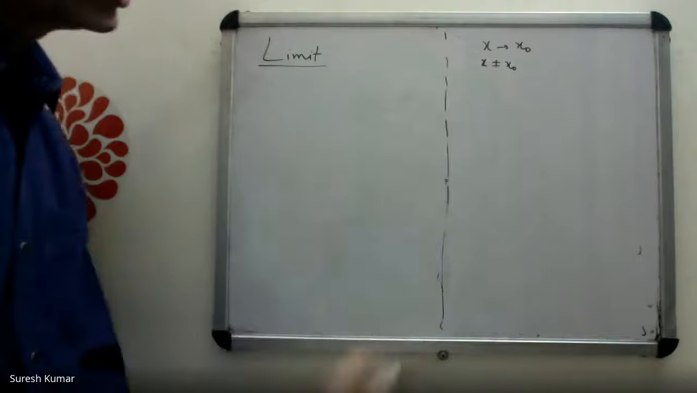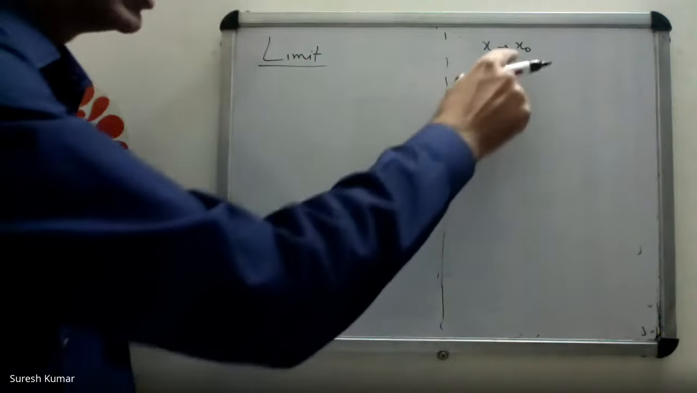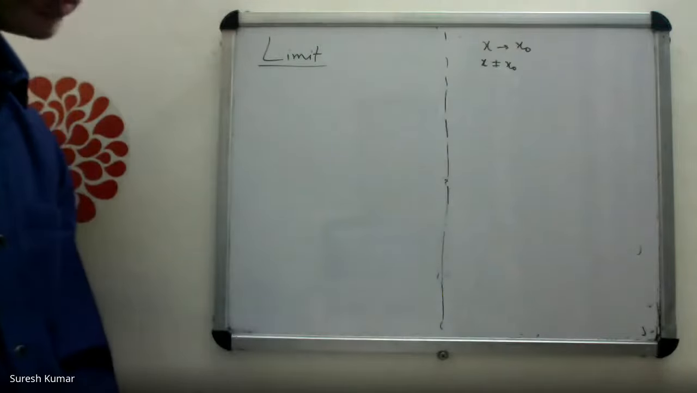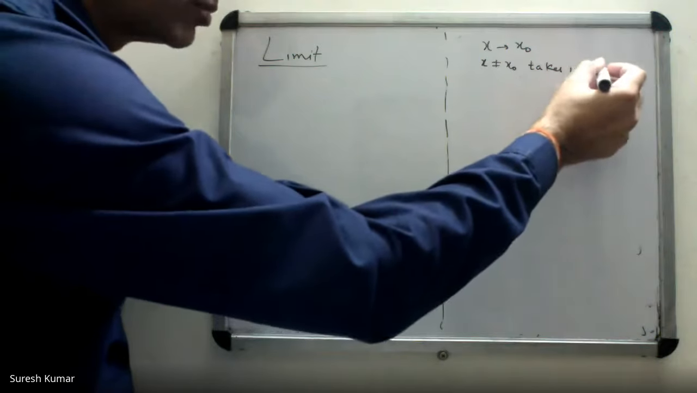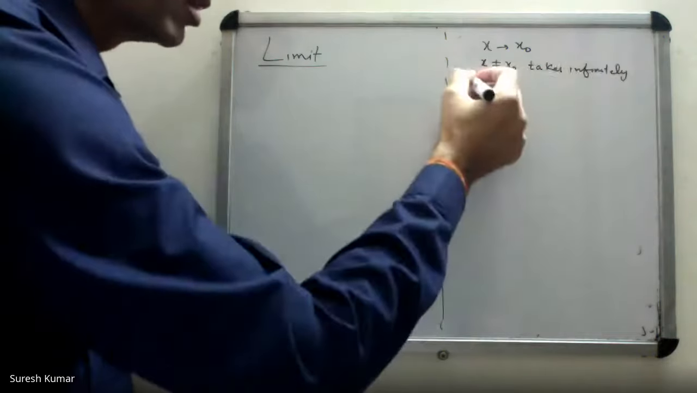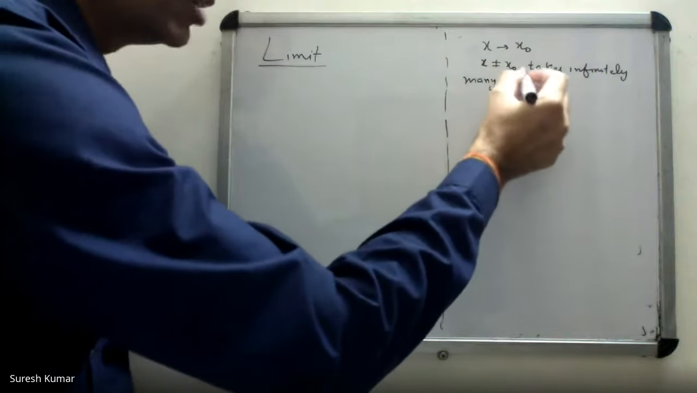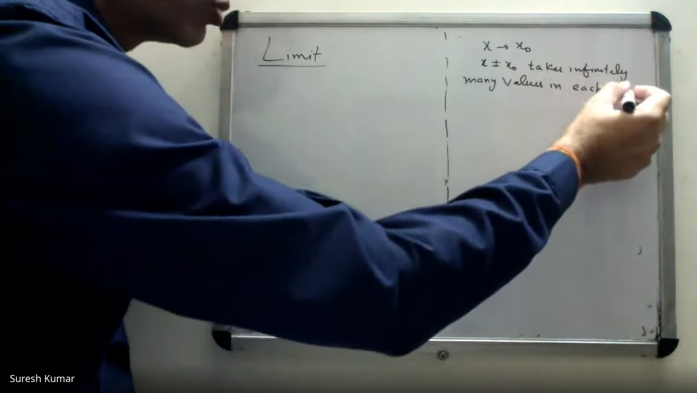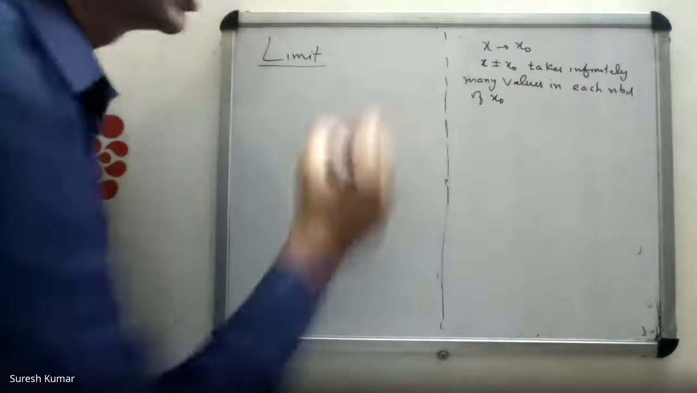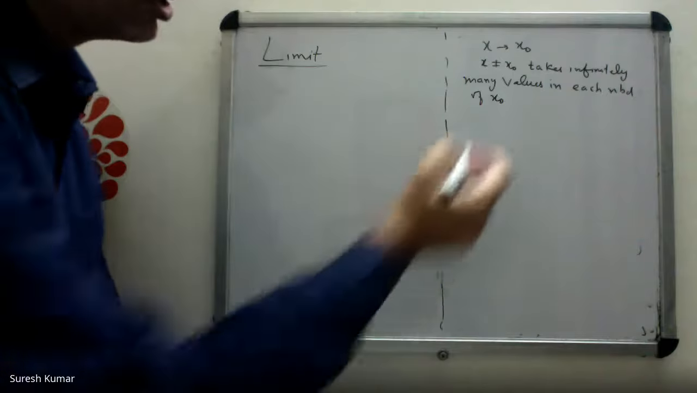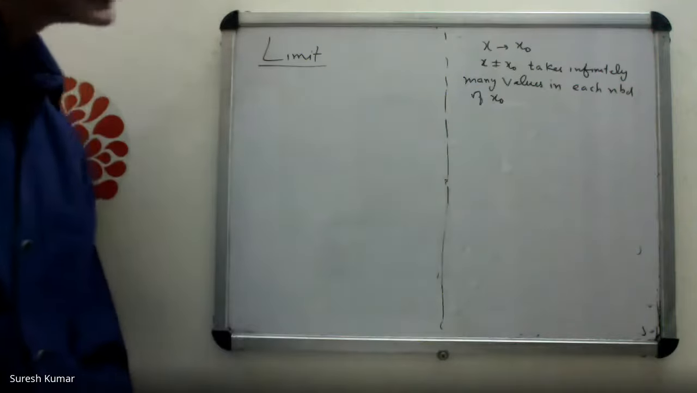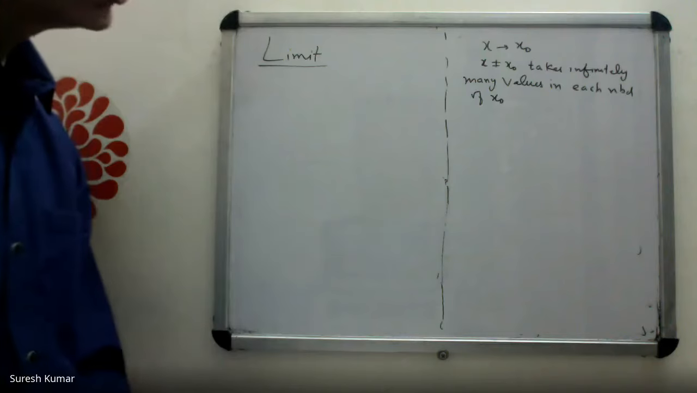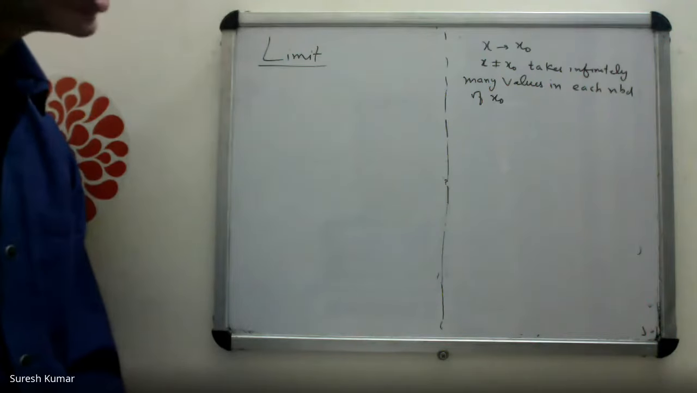Let me tell you the real definition now. x tends to x0 means: if x is a real variable, not equal to x0, that takes infinitely many values in each neighborhood of x0, then we say that x tends to x0.